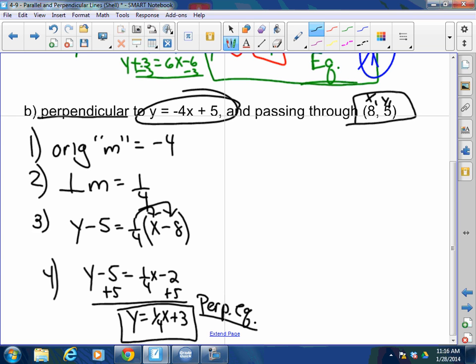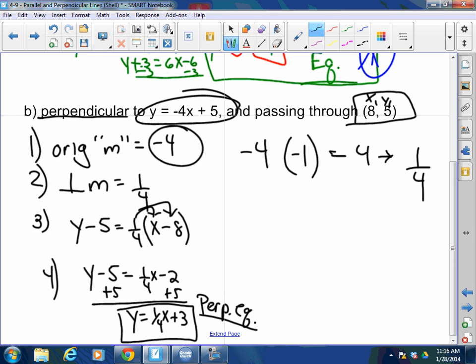Does everyone see this? I got 1/4 because it's a negative reciprocal. To get a negative reciprocal, you multiply by a -1 and then you flip. That is the only difference between parallel and perpendicular. It's the slope. Parallel lines have equal slopes, and perpendicular lines have slopes that are negative reciprocals of each other. Does that make sense?